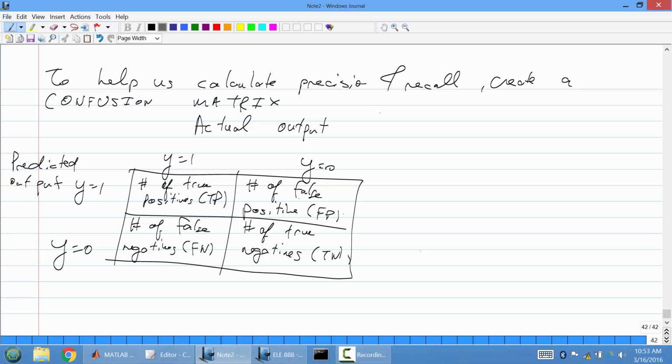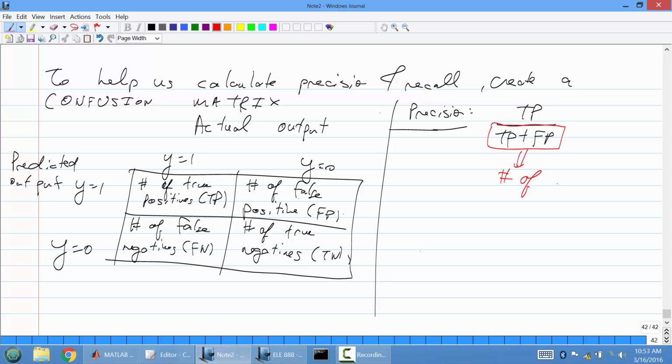So if you want to calculate precision, what you do is you calculate the number of true positives divided by the number of true positives plus false positives. So this number here is the number of predicted positives, right? Because if you have the number of true positives and the number of false positives, you predicted that they're both positive. So TP plus FP is the number of predicted positives.